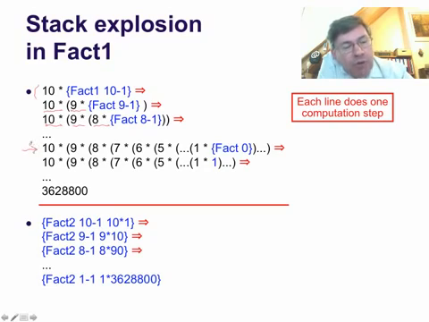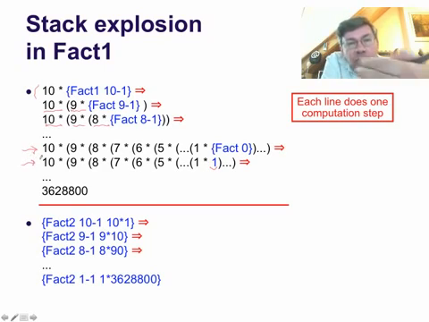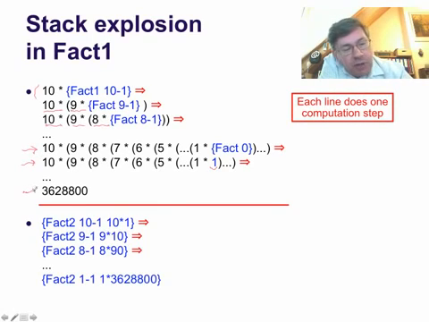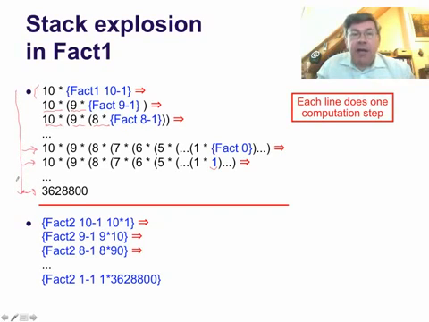And eventually we come up with an enormously long expression, 10 times 9 times 8, etc., times 1 times fact1 of 0. And now we can actually complete. Fact 0 is 1, and then we have this very long multiplication, and the multiplication is done backwards, piece by piece, and eventually we come up with our answer. So notice that the expression during the execution first grows very big and then reduces in size again.